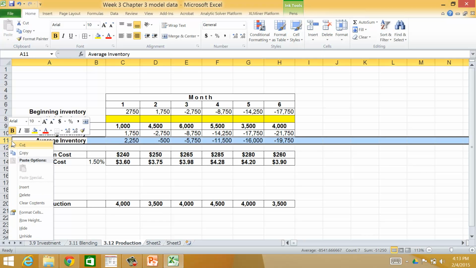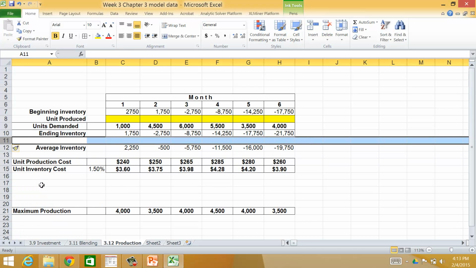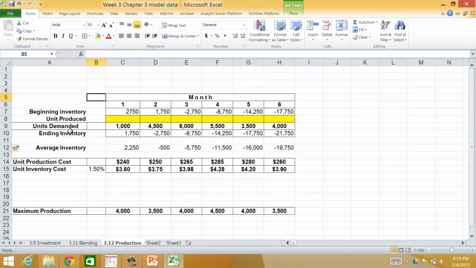I'm going to insert a row here, just for myself, because these four are closely related. We calculate them using this relationship. This plus this minus this equals this. And average inventory, I just put a row, just for myself to differentiate. Okay, then we got those unit cost, inventory cost. Now I just put that production cost and inventory cost.